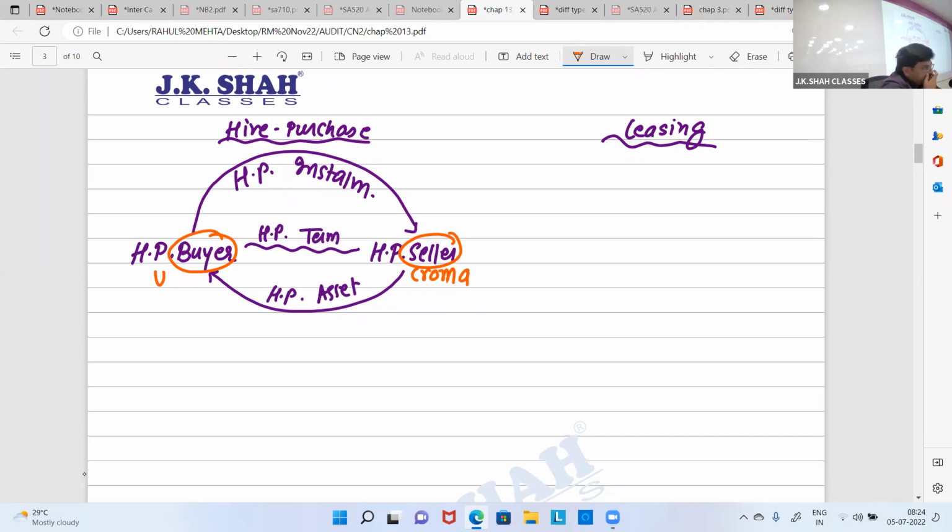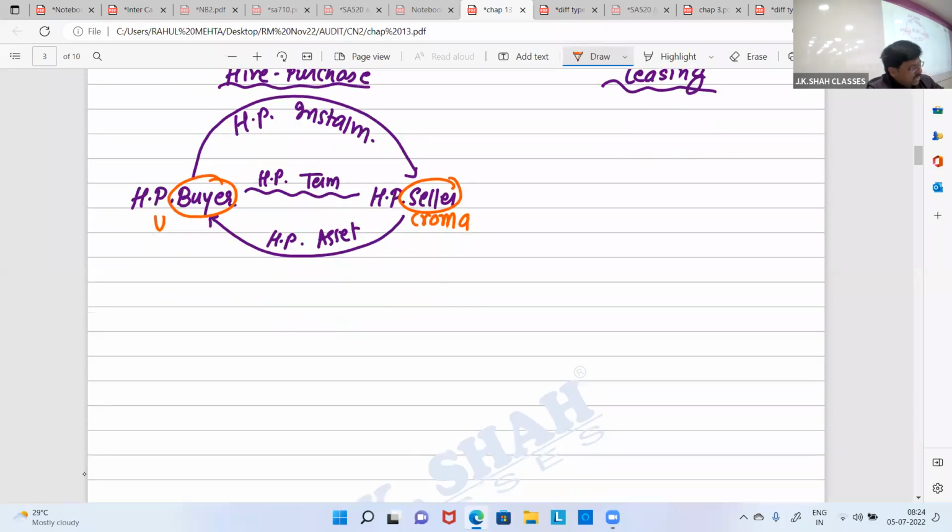When will you become the owner? After you pay the last installment. My simple question is, the ownership transfers from whom to whom? Now, supposing you are the auditor, from whose point of view? You are the auditor of Croma. So from Croma's point of view, we have to answer. Do you understand?